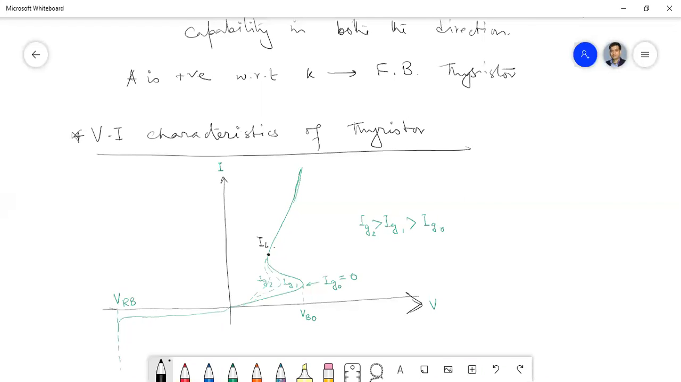Latching current is that which is required during the turn on of the thyristor, and holding current is the minimum current which should be there between the anode and cathode during the switch off of the thyristor. So that is the difference. And this holding current will be somewhere here, because as I told you, the latching current is always more than the holding current.